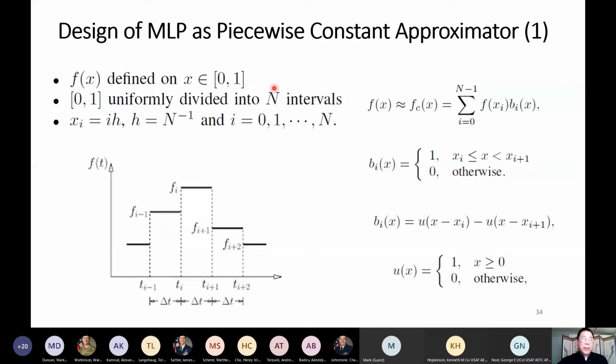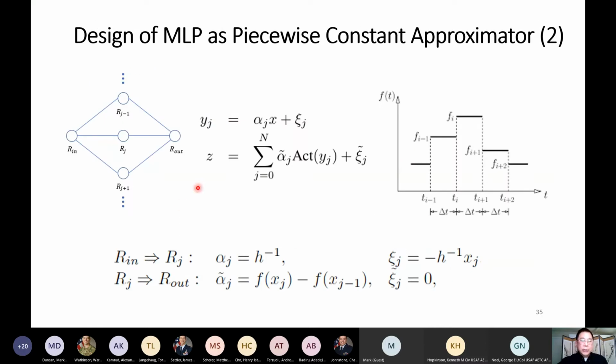First, let's look at the MLP as a piecewise constant approximator. This is well known, so I don't want to spend too much time on that. For piecewise constant, the basic unit is a box, right? Given a function, we basically try to approximate it with piecewise constants. You can use two step functions to get this box, and then you are able to choose the weights to approximate the desired curve.